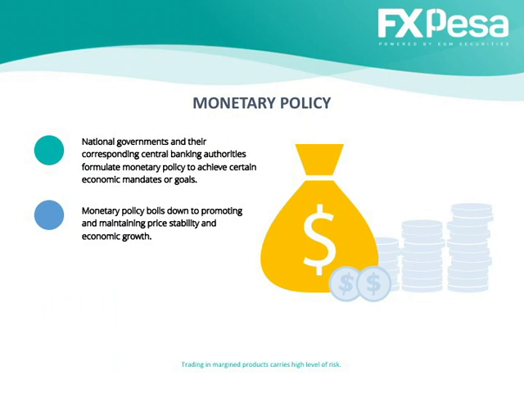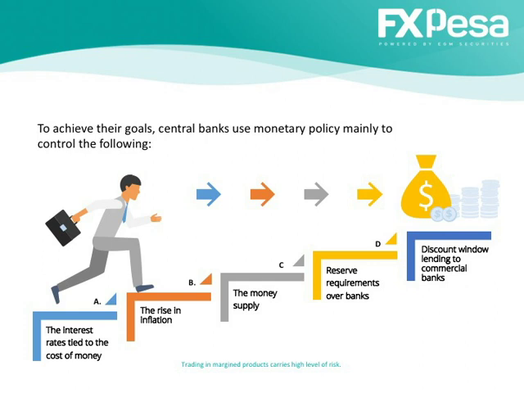3. Monetary policy. When it comes to monetary policy, the national government and their corresponding central bank authorities formulate monetary policy to achieve certain economic mandates or goals. And it usually boils down to promoting and maintaining price stability and economic growth. As seen, to achieve their goals, central banks use monetary policy mainly to control the following: A. The interest rates tied to the cost of money. B. The rise in inflation. C. The money supply in the economy. D. Reserve requirements over commercial banks. And the discount window lending to commercial banks by the central bank.